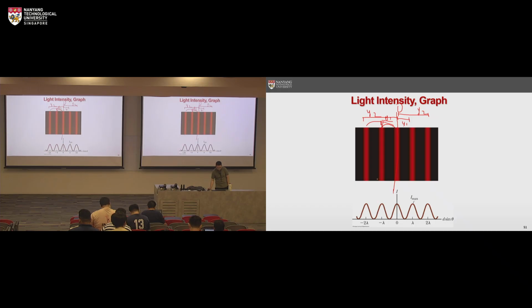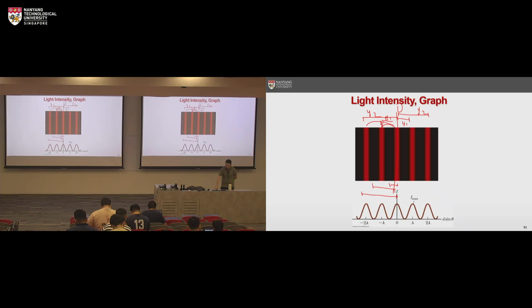Oppositely, if you're looking at dark fringes, this will be the first dark, this distance will be the second dark, and this will be your third dark. So it basically means that you can either find the location of the bright fringe, or you may also be interested in finding the location of the dark fringe.